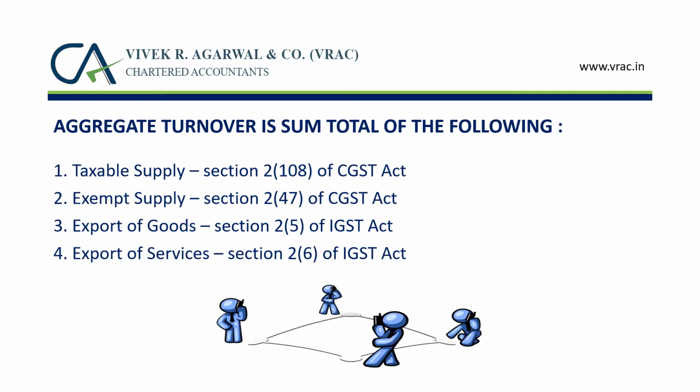Thus, aggregate turnover is the sum total of: 1. Taxable supply as defined under Section 2 subsection 108 of CGST Act, 2. Exempt supply as defined under Section 2 subsection 47 of CGST Act, 3. Export of goods as defined under Section 2 subsection 5 of IGST Act, and 4. Export of services as defined under Section 2 subsection 6 of IGST Act.